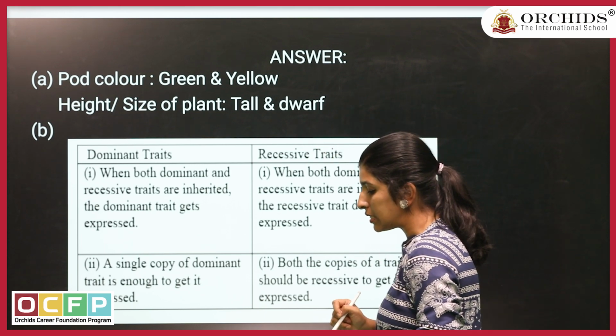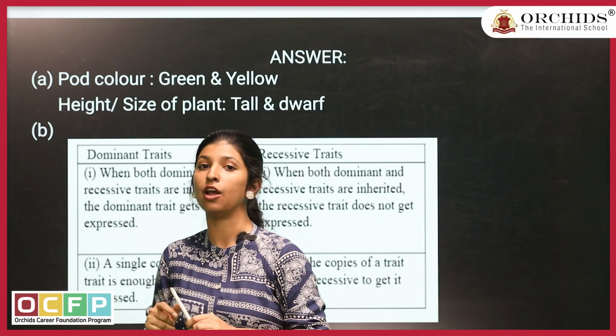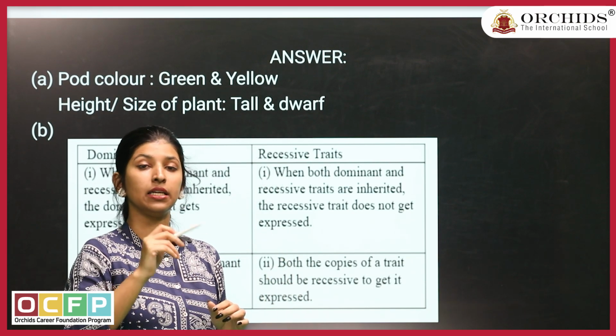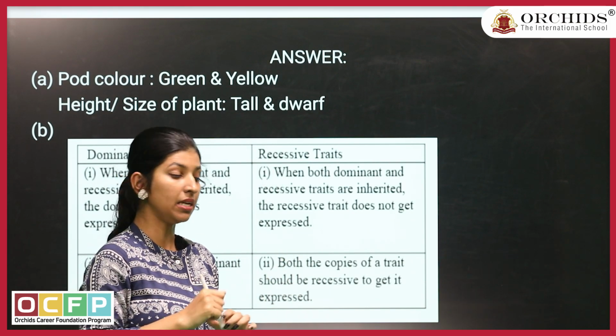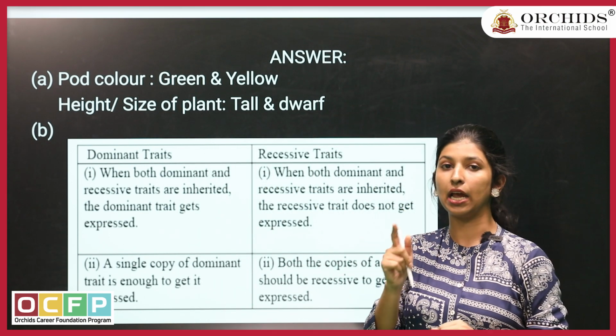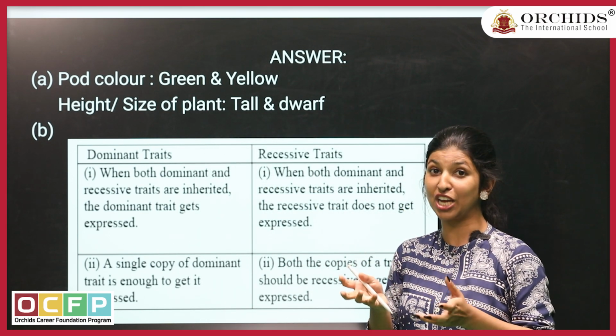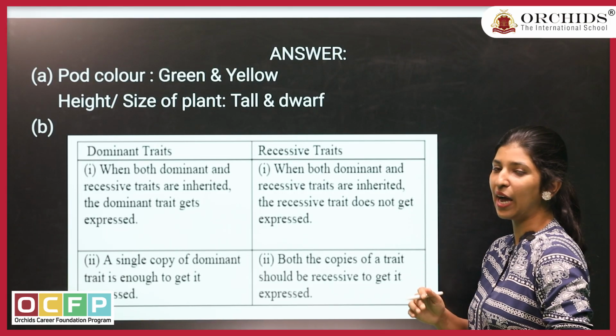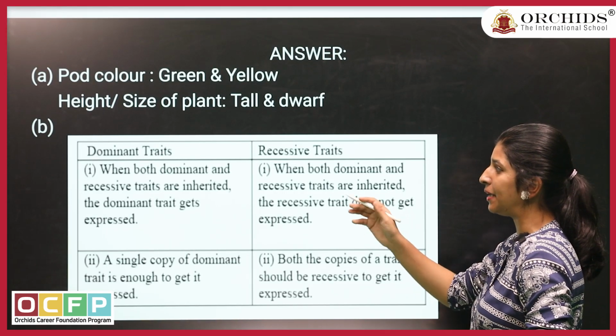But in this case, you can write any from all those 7 contrasting characters that Mendel took for his experiment, other than the color of the seed which is green or yellow, or the size or the shape of the seed which is round or wrinkled. Now let's go to the next question, the B question.